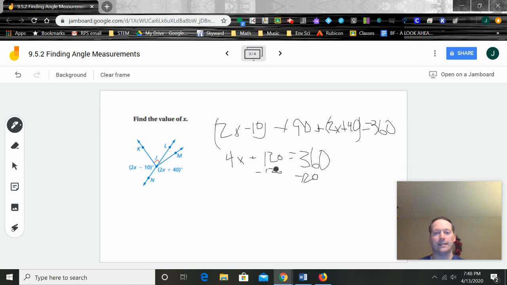Okay, that does not look like a 0. So 4x equals 240. Divide both sides by 4. X equals 60. Now, it is not a degree. It is not an angle measure. It is a variable in here. If you go through just to find out, 2 times 60 is 120. 120 plus 40 is 160. This would be 120 minus 10, so 110. 110 plus 90 is 200. 200 plus 160 is 360. So it does work out.